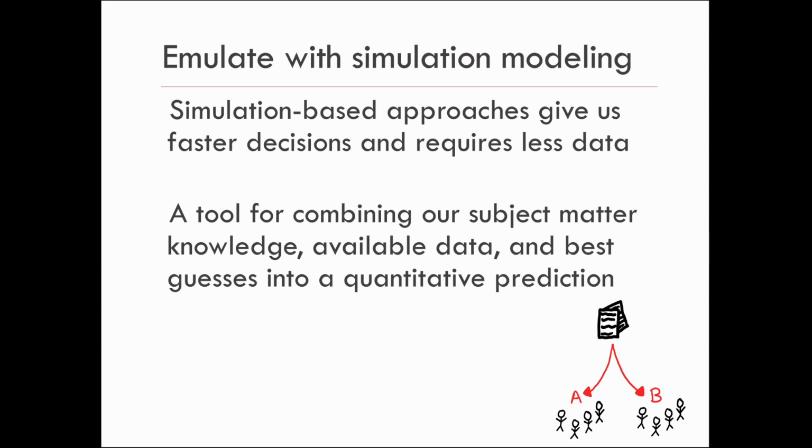Simulation-based approaches give us faster decisions than observational studies or randomized trials, and they require less data. So those are the two big pluses of them. But they're really a tool for combining our subject matter knowledge, the available data we do have, and our best guesses about the way the world might be working into a quantitative prediction. So anytime that we're not using data in our simulation modeling, we're replacing that data with some assumptions or subject matter knowledge.